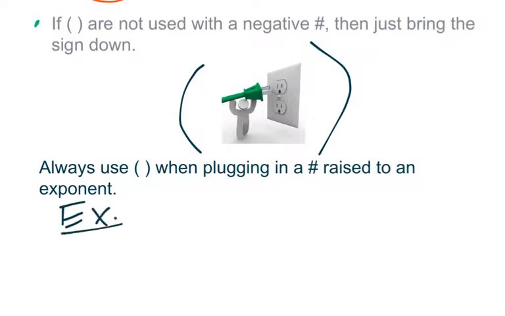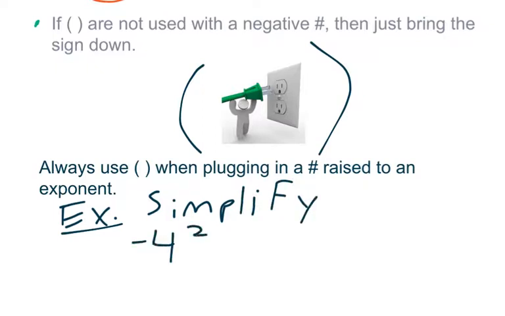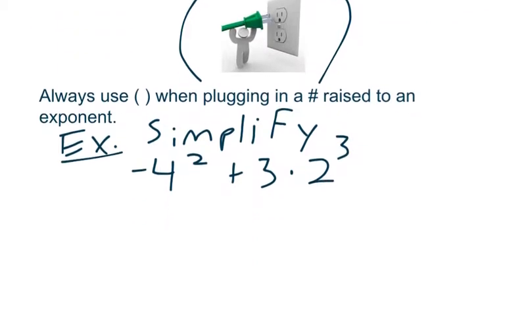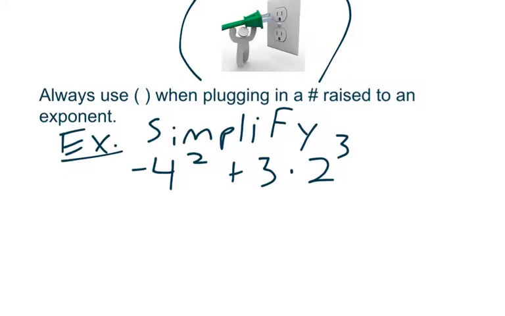So an example for that, if you were asked to simplify negative 4 squared plus 3 times 2 to the third, or 2 cubed, that is not in parentheses, so that just means the opposite of 4 squared. So we just bring the sign down. It's the opposite of 4 times 4. And 4 squared is 16. And then we also do our other exponents. I'm just doing PEMDAS.